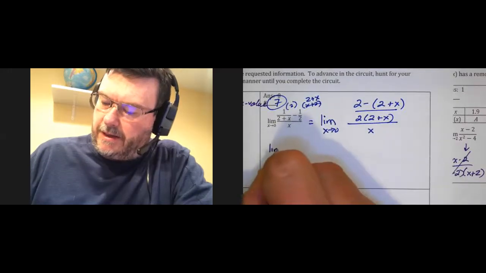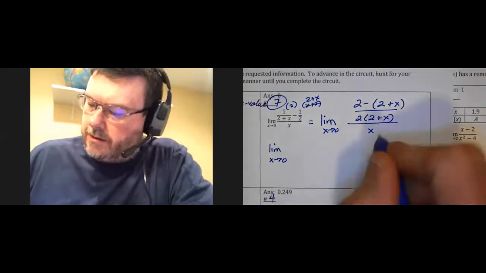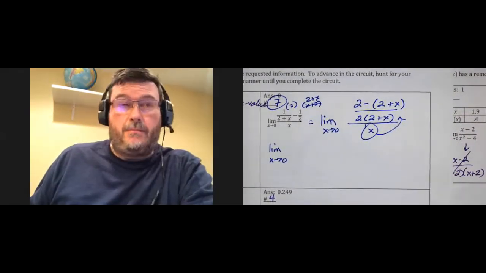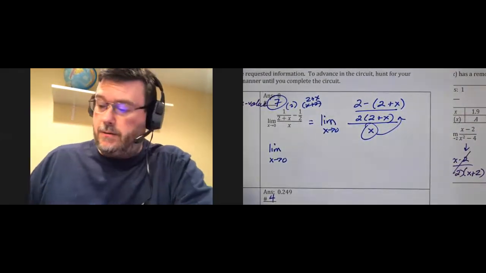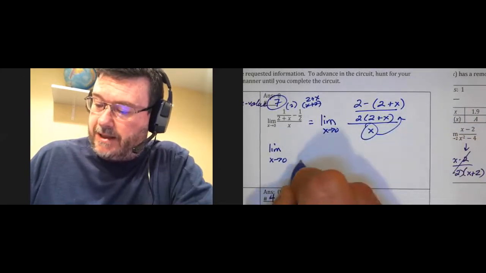I'm going to clean that up just a little bit. So this x will attach to this, because if we divide by x, we're going to multiply by the reciprocal, which is going to be 1 over x. So it's going to attach to the bottom parts anyways.